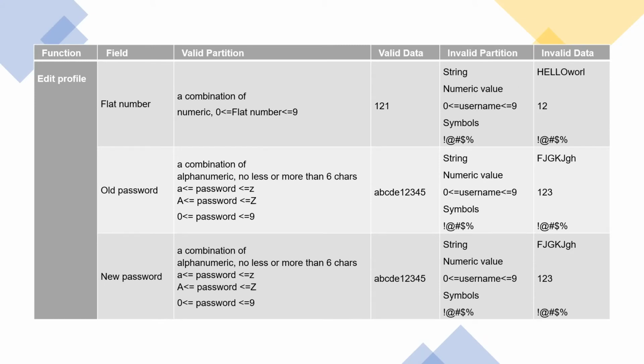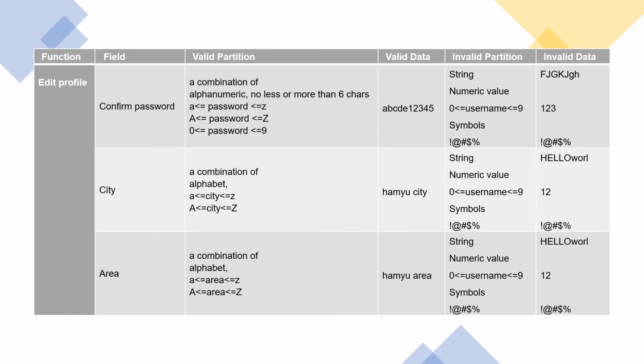Then the next function for the boson is the edit profile. The edit profile has a flat number, and it has a combination of numeric. Then old password, a combination of alphanumeric, no less or more than 6 characters. The next one is new password, a combination of alphanumeric, no less or more than 6 characters. And then the next text field is the confirm password, a combination of alphanumeric, no less or more than 6 characters. Next one, city, a combination of alphabet.